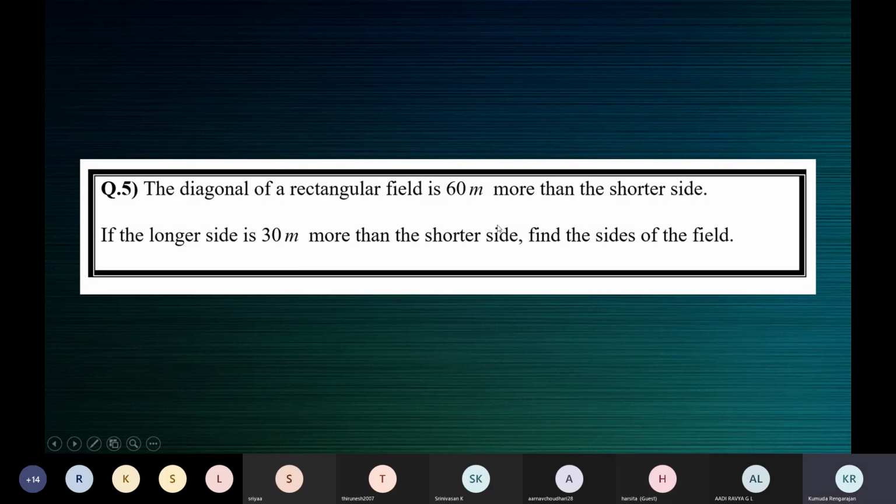The diagonal of a rectangular field is 60 meters more than the shorter side. If the longer side is 30 meters more than the shorter side, find the size of the field.